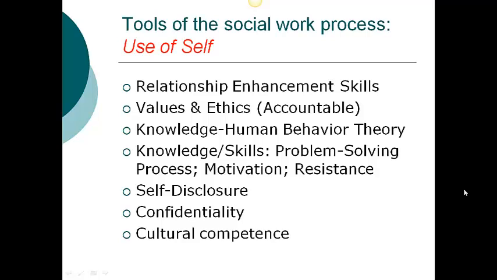These are basic to accountability. Knowledge of human behavior theory, knowledge of skills, such as the problem-solving process, how to address motivation and work with resistance. In other words, how do we help clients begin to invest in changing when they have many reasons not to? Self-disclosure. What and how much do I tell the client about myself that can help and not harm the therapeutic alliance? Confidentiality. How do I use this, and when do I need to cross that line of keeping things confidential?